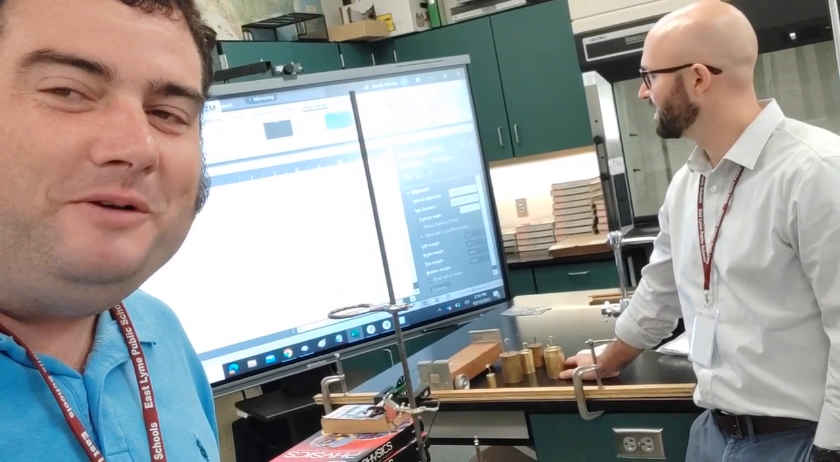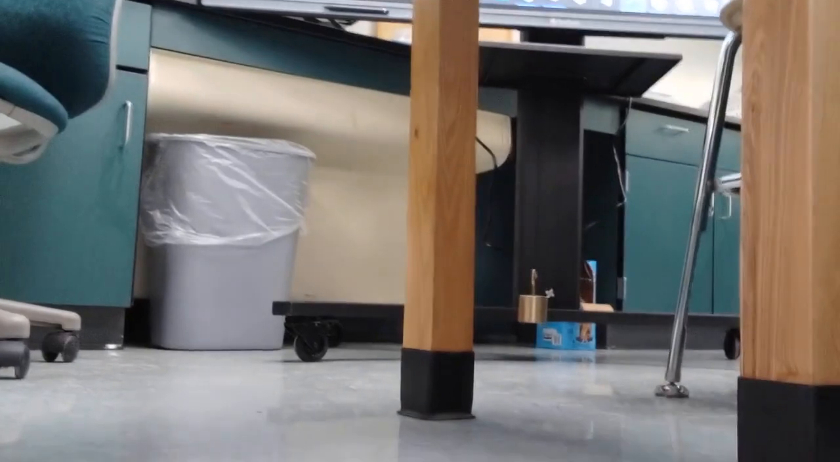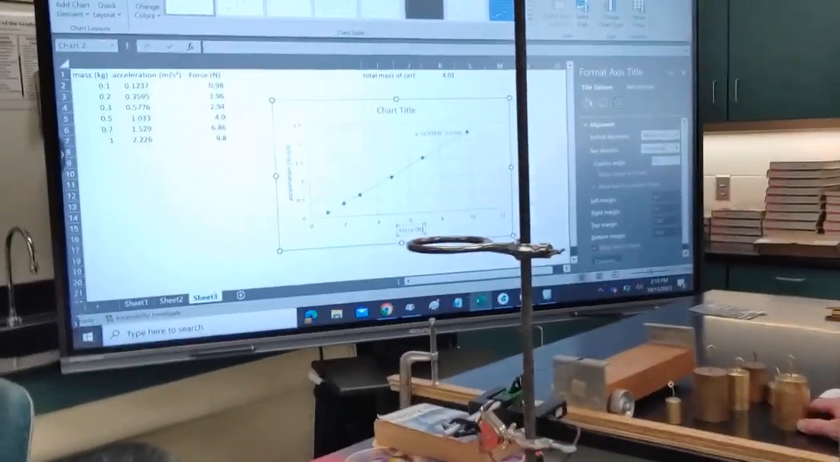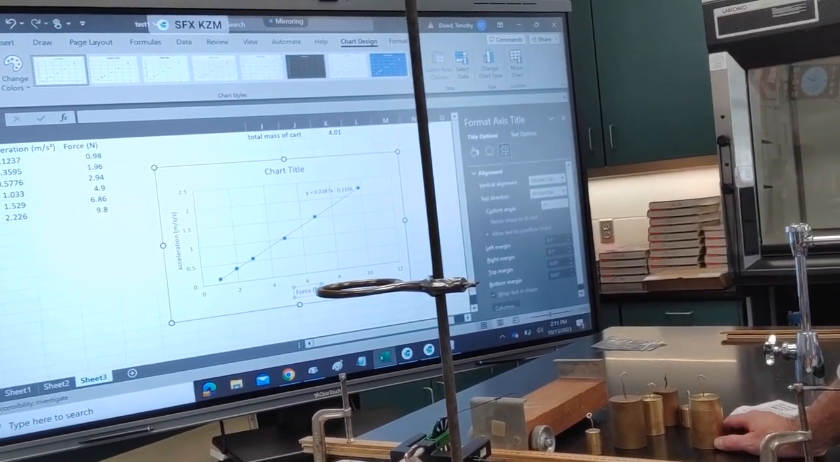We've gotten all our data on force versus acceleration when we were holding our mass constant. At this point, we're going to hold our force constant. We've got down here our 200 gram hanging weight, and we're going to basically put all of these weights on sequentially, so we'll have different masses being pulled with the same force.